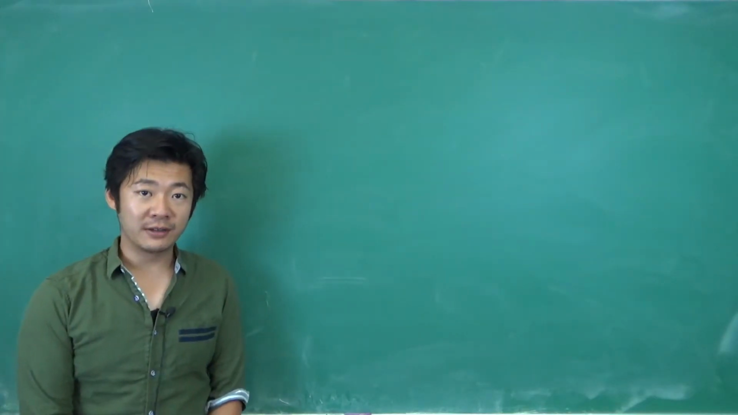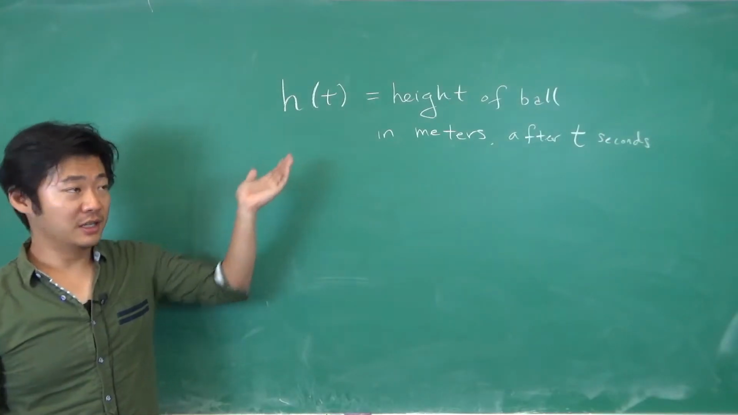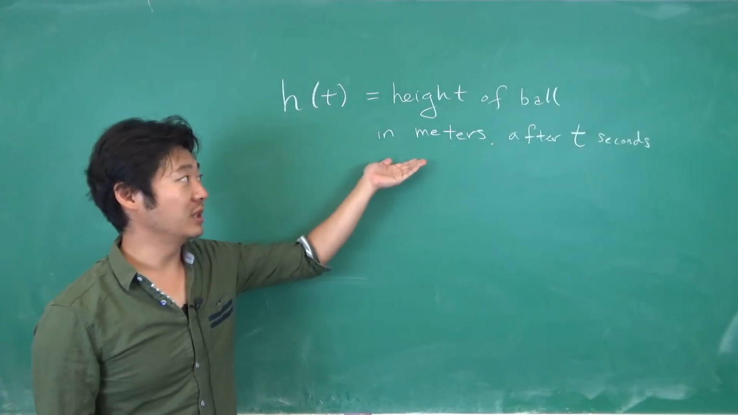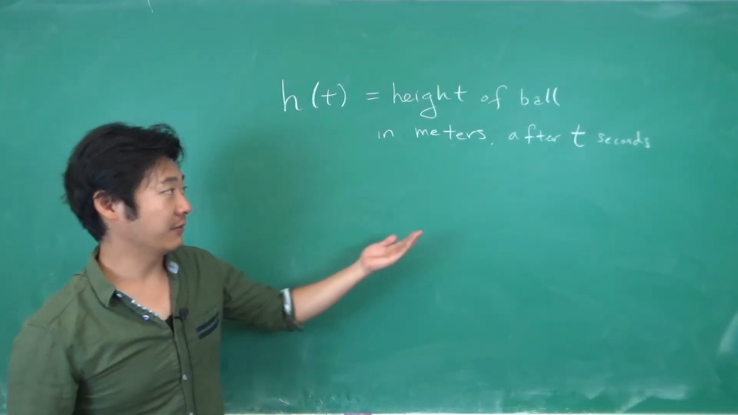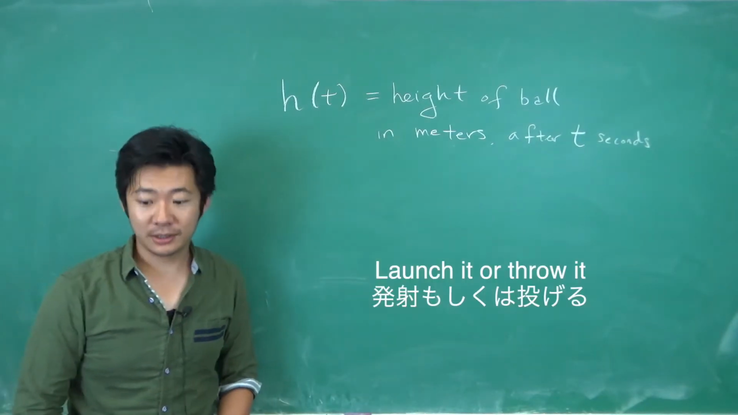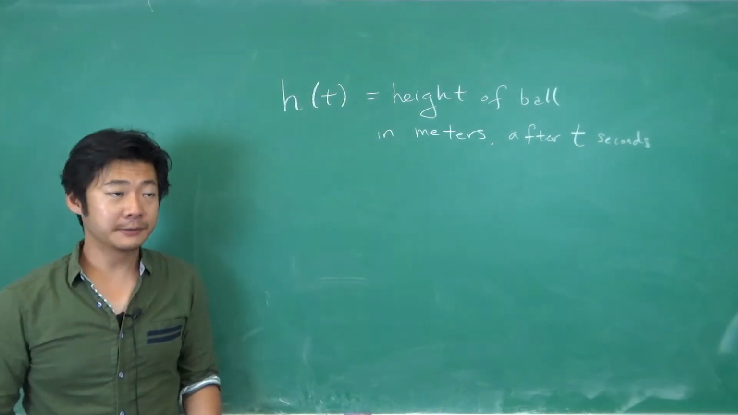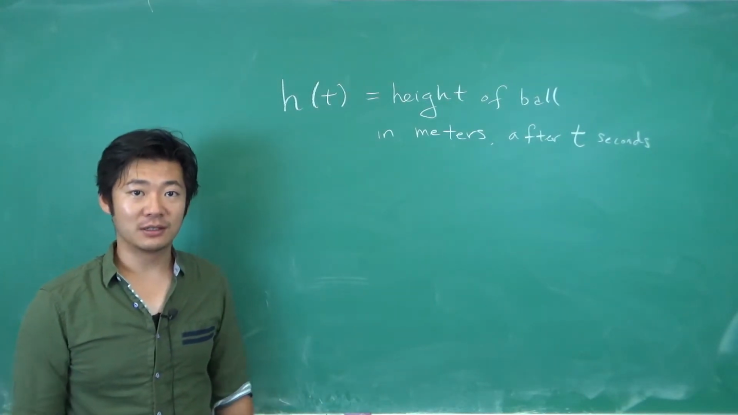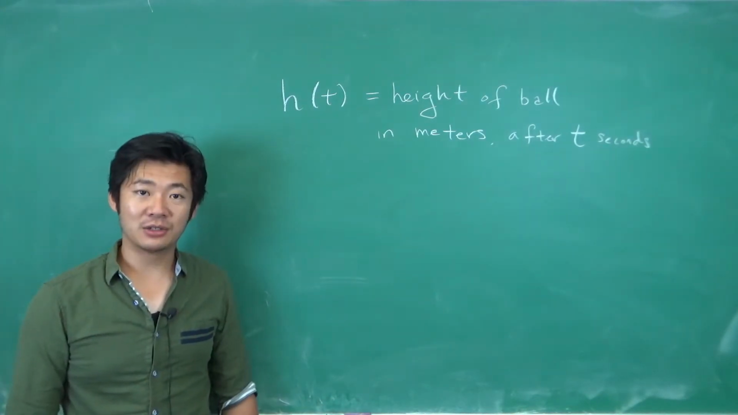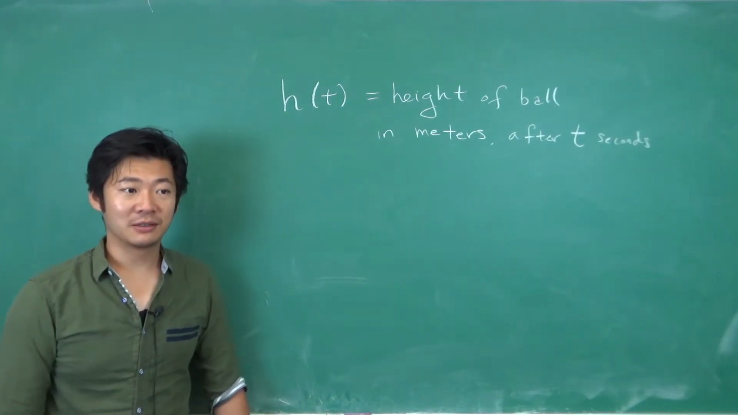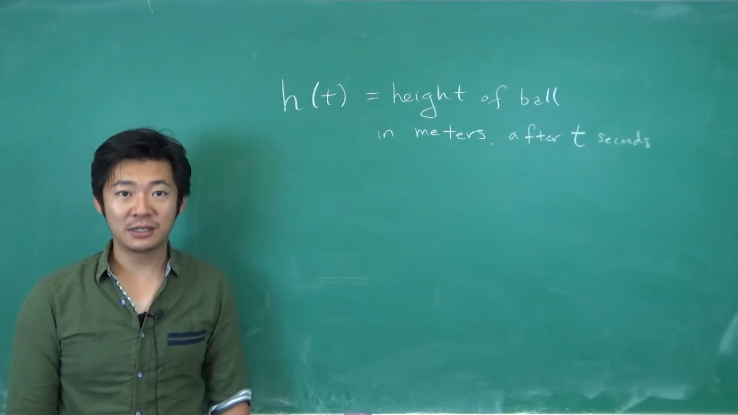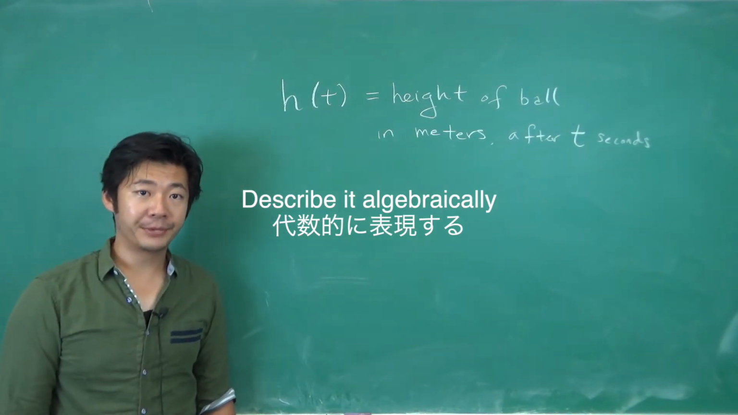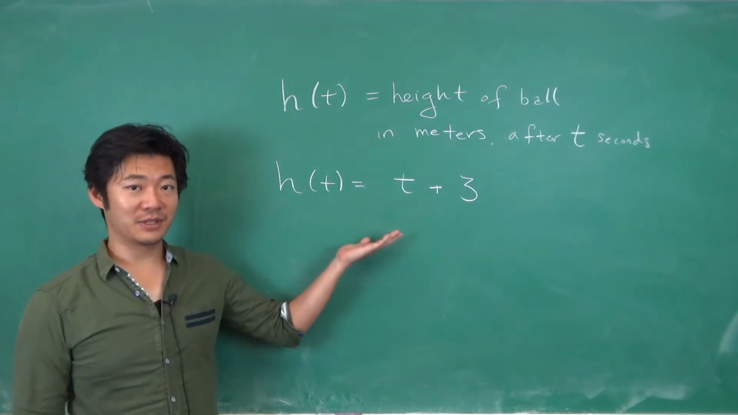Now, how can we represent functions? For instance, this function h of t, which I've made a little bit more precise now, the value of the function will be in meters, and that's the height of the ball, t seconds after you launch or throw it. Well, we can represent it in a couple of different ways. We can verbally say that h of 0 is 3, h of 1 is 4, but then it would be kind of hard to do calculations with it if you have to keep saying what the value of the function is. So you can describe it algebraically, so maybe something like h of t equals t plus 3.